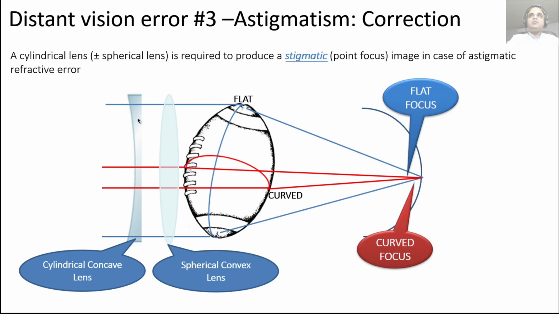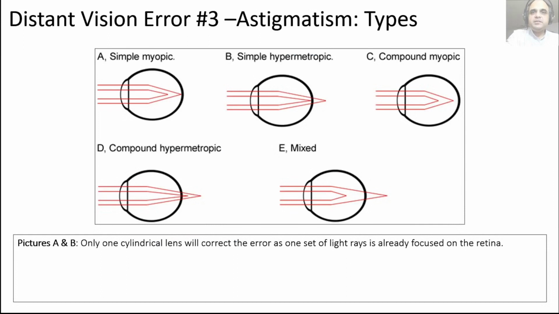So in order to correct astigmatism or astigmatic refractive error, we need a cylindrical lens. We may also need a spherical lens depending upon how many of these two foci are off the retina. So astigmatism, not point focus, is corrected using a cylindrical lens. As I just said, depending upon how many of the two meridians are off the retina, i.e. not focusing on the retina, you may require a spherical lens in addition to a cylindrical lens.